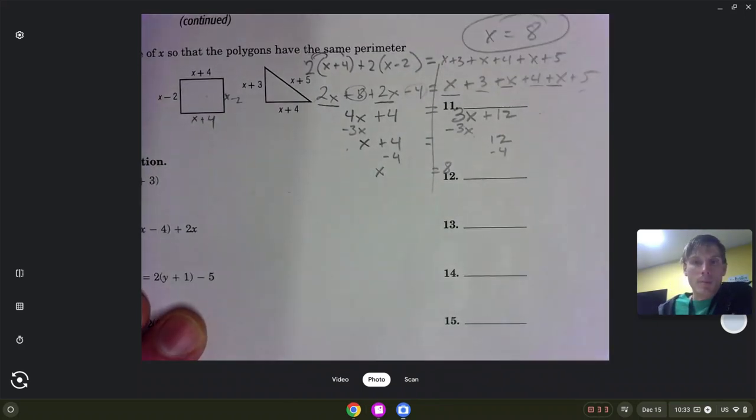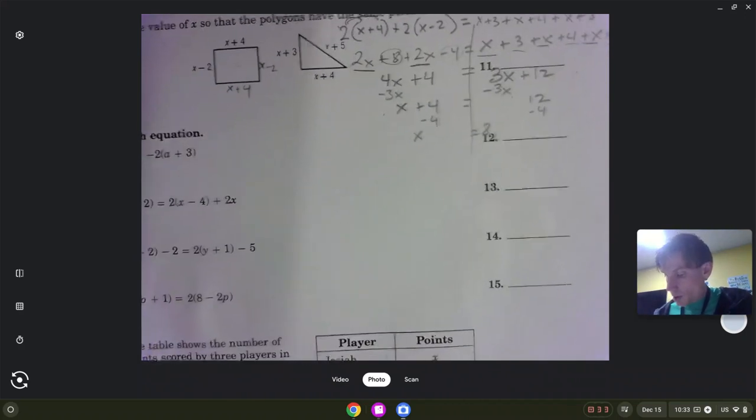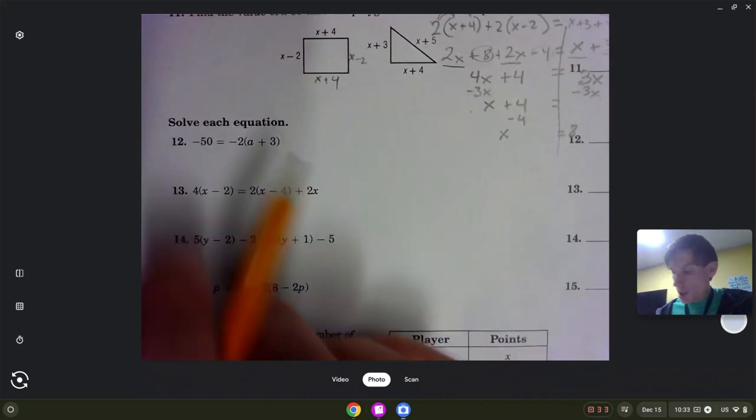I can plug it back into the equation to be sure, but for time's sake, I won't do that. So we see that x equals 8 there. All right. Moving right along, solving each equation. Again, "Don't call me after midnight" is our key here.